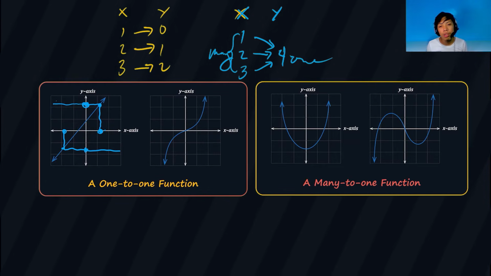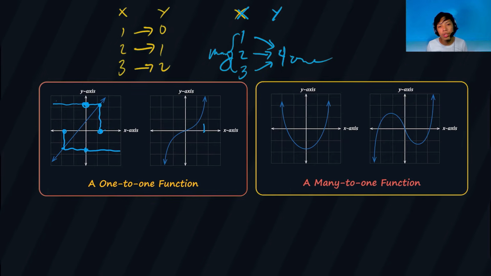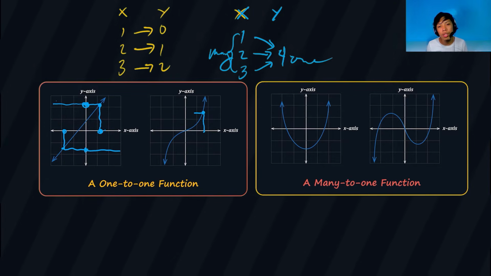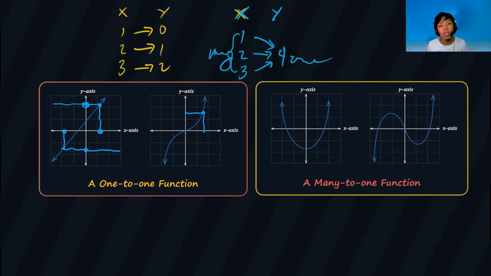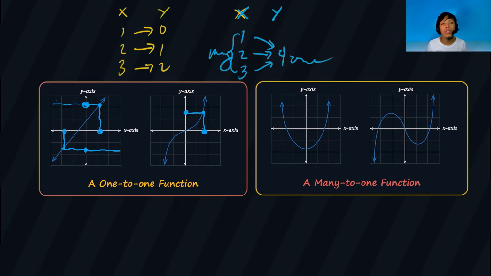The same here. You choose this point, project that here, and project this here. 1:1. This is a 1:1 function.